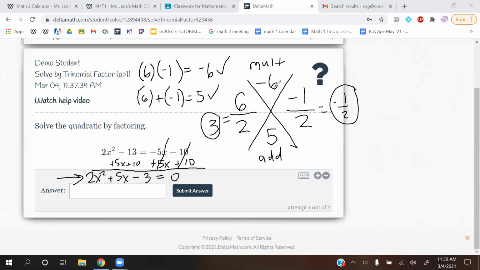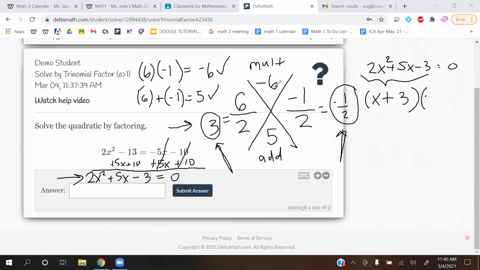Okay, so I know you have the shortcut, which is just the opposite of these numbers, but I also just want to show you the reason why that is. So I'm going to go ahead and do the entire problem the longer way. 2x squared plus 5x minus 3 equals 0. Remember, we replaced this with the factored form. So it's x plus 3 to go with this one, and then 2x minus 1 to go with the negative 1/2. And then we're going to set each of these factors equal to 0.